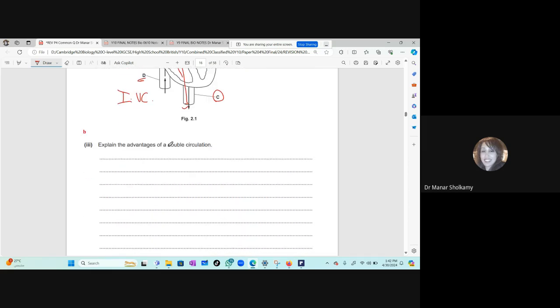What are the advantages of a double circulation? It separates the oxygenated and deoxygenated blood. In systemic circulation, blood is at high blood pressure, so it is faster. Tissues receive oxygen and glucose faster, and it takes away carbon dioxide and waste products faster as well. Yes, very good. Perfect. One of you said it separates oxygenated from deoxygenated blood. Another said that you have systemic and pulmonary circulations.